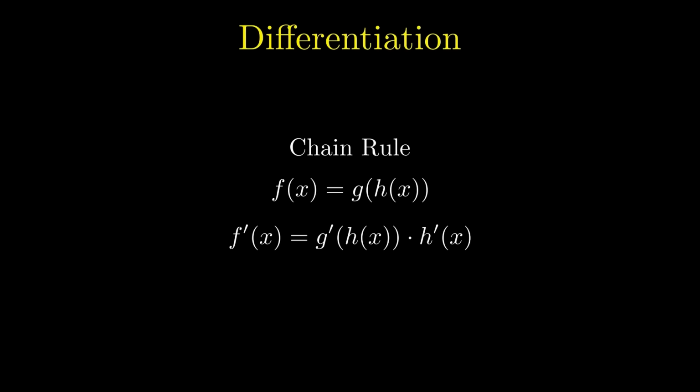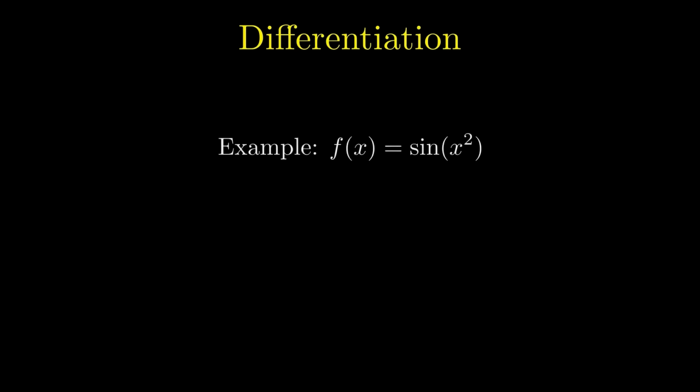Remember, it's essential to identify the outer and inner functions and evaluate their derivatives separately. Example. Let's say we want to find the derivative of the function f of x equals sine of x squared. This is a composite function, meaning it's a function inside another function. To find its derivative, we'll use the chain rule.